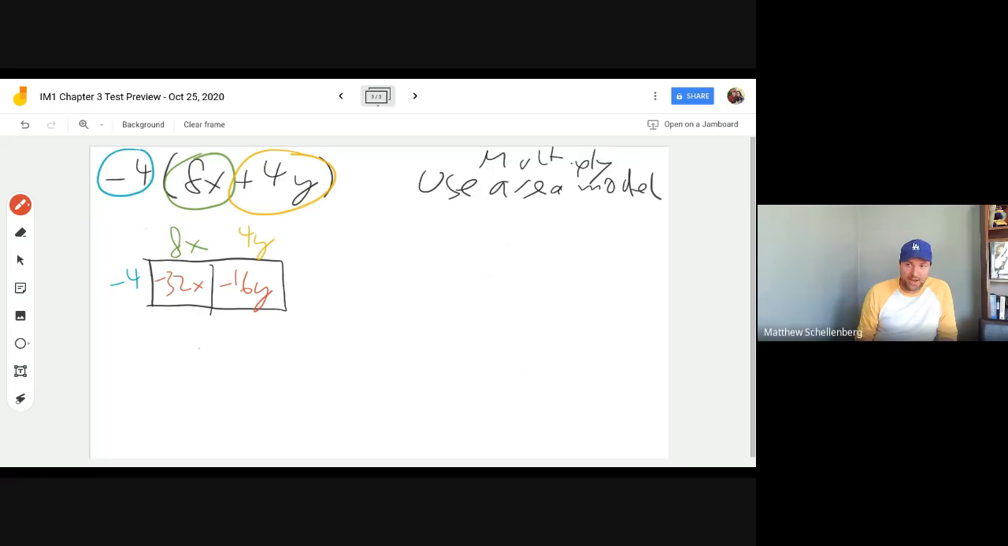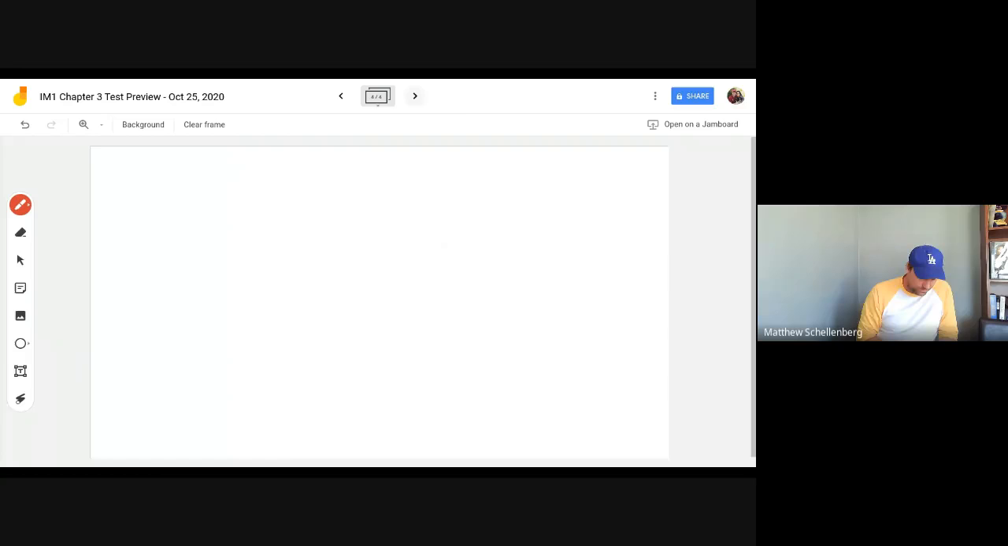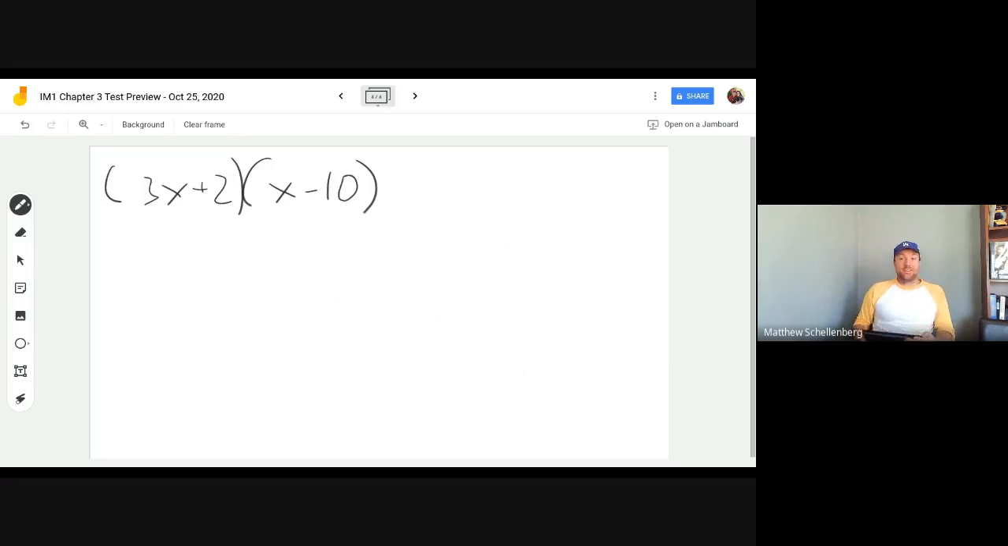So I mentioned the 2 by 2. So here's the next one. In this case, we have 3x plus 2 times x minus 10. And they want us to do this area model. So this time we cannot use FOIL. So we're going to use an area model. So take a minute to try that. Go. Okay, here we are when we're back from the pause.